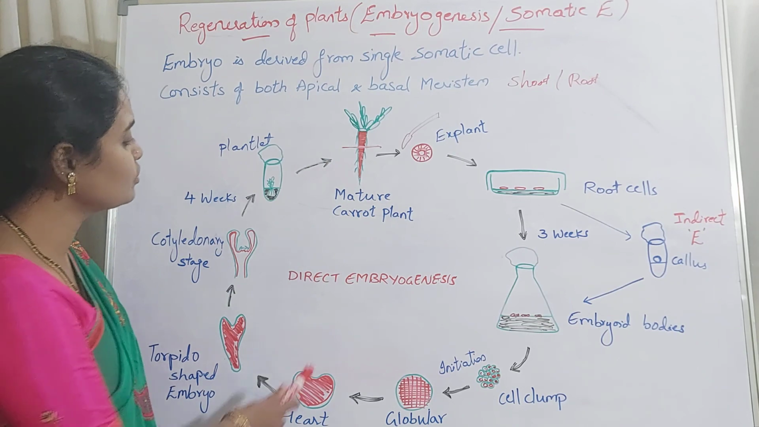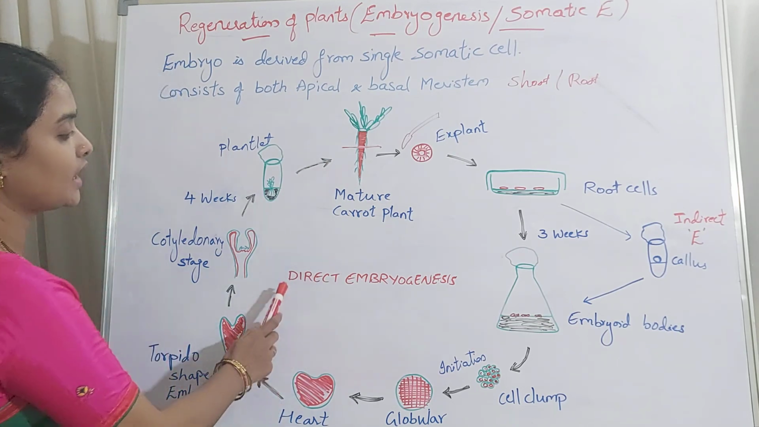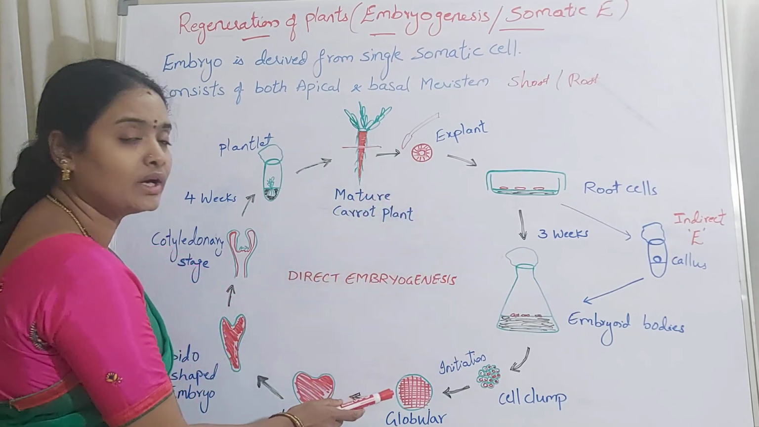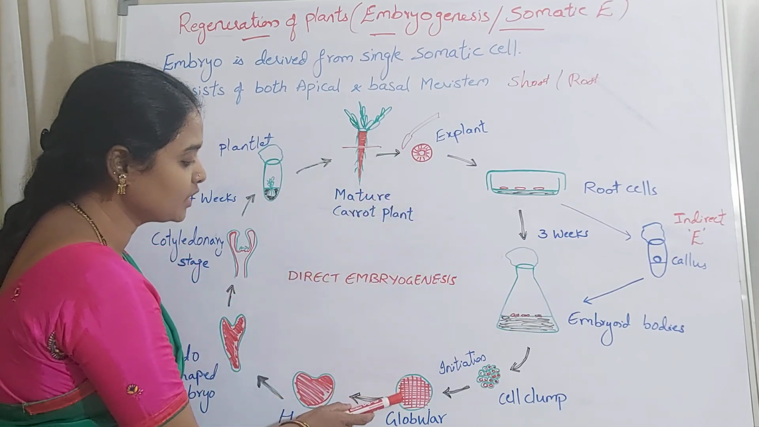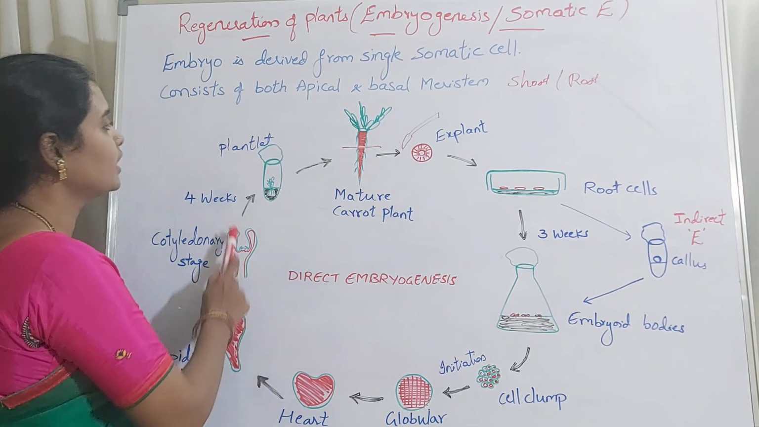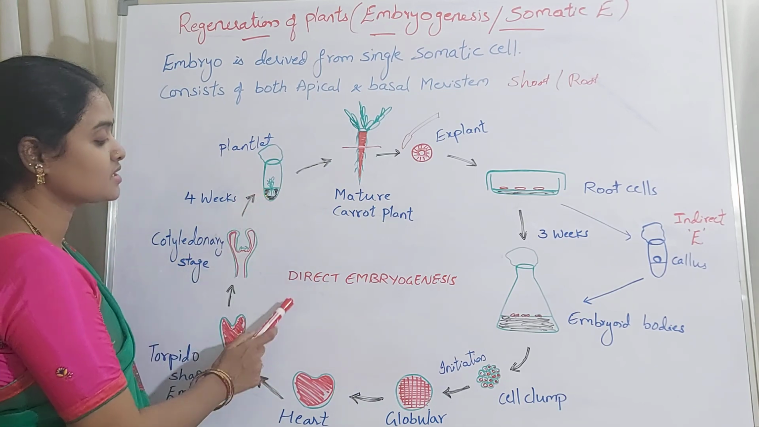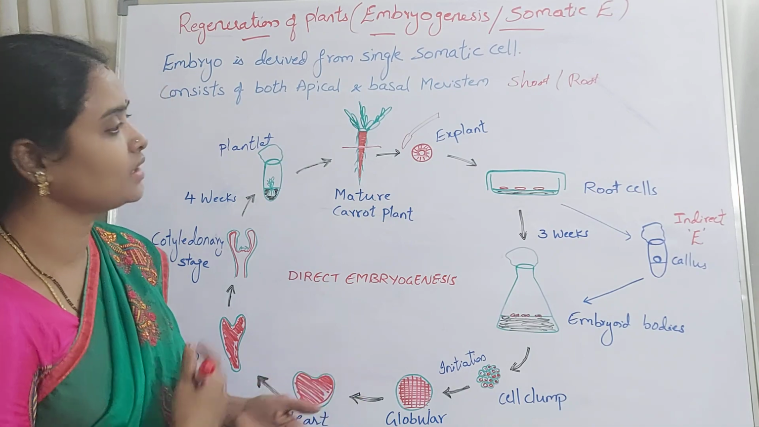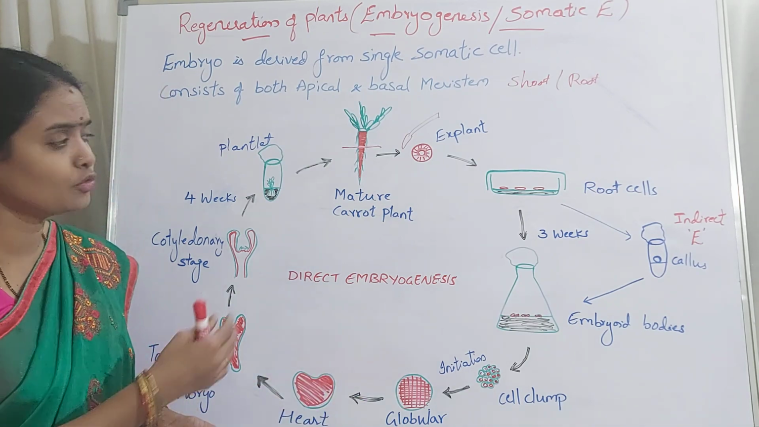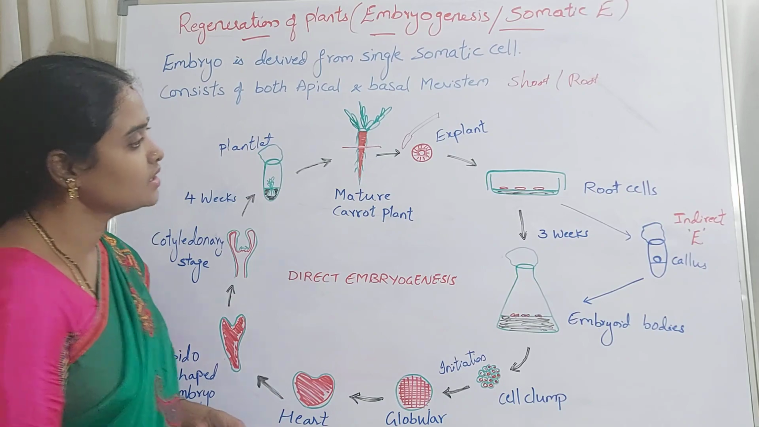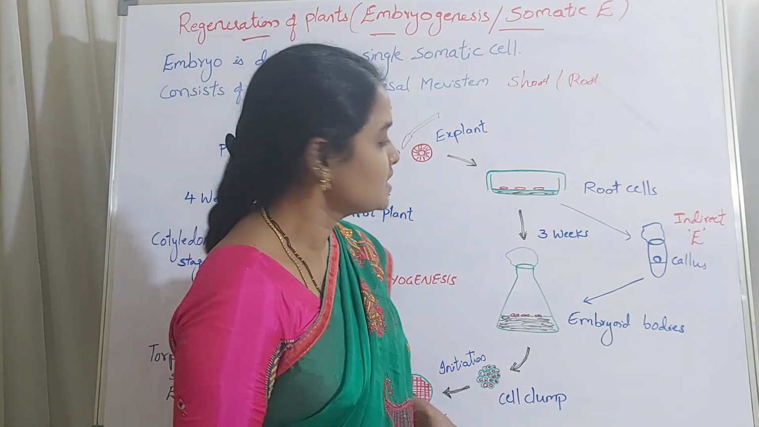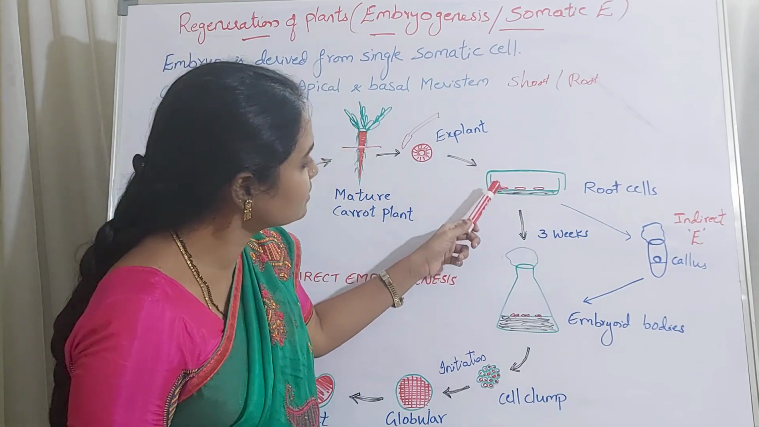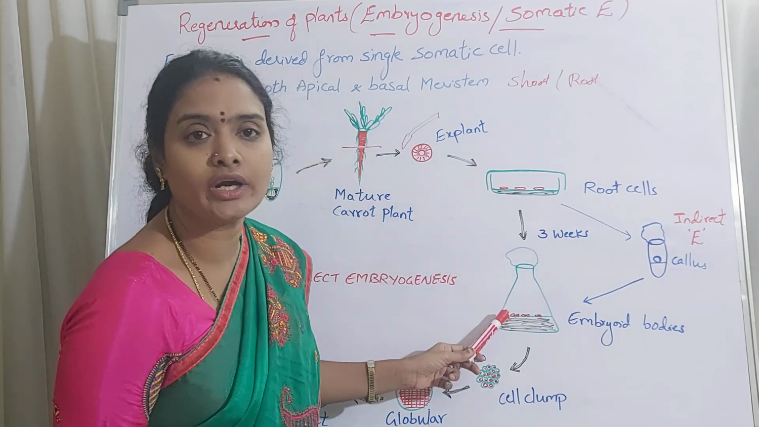This is referred to as direct embryogenesis, where the explant develops into an embryo, and from the embryo you generate a complete plantlet. So it is direct embryogenesis. If you want to follow indirect embryogenesis, it will be a long process. See here, the explant that you have inoculated gives embryoid bodies within 3 weeks.